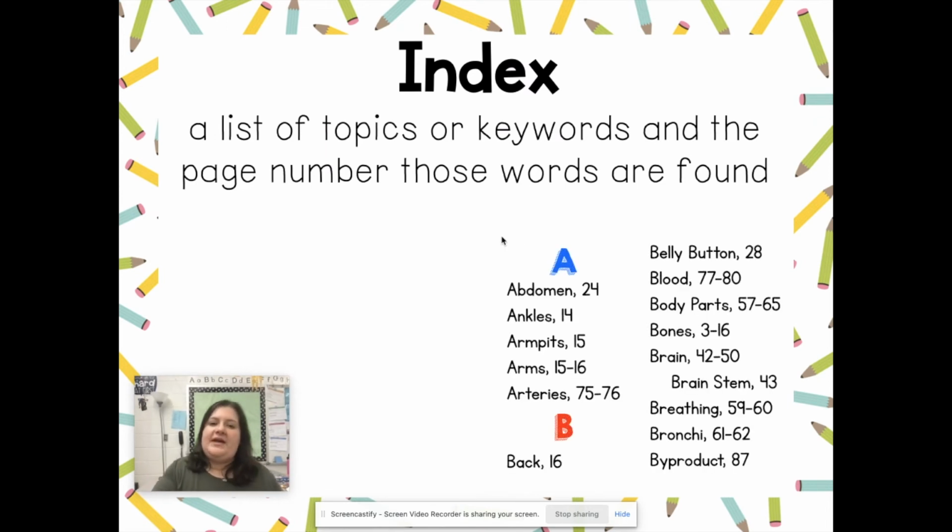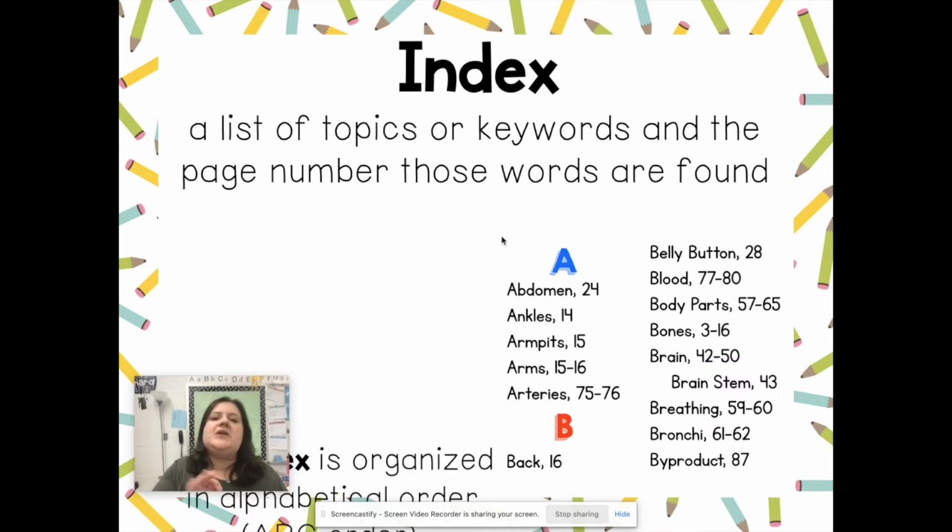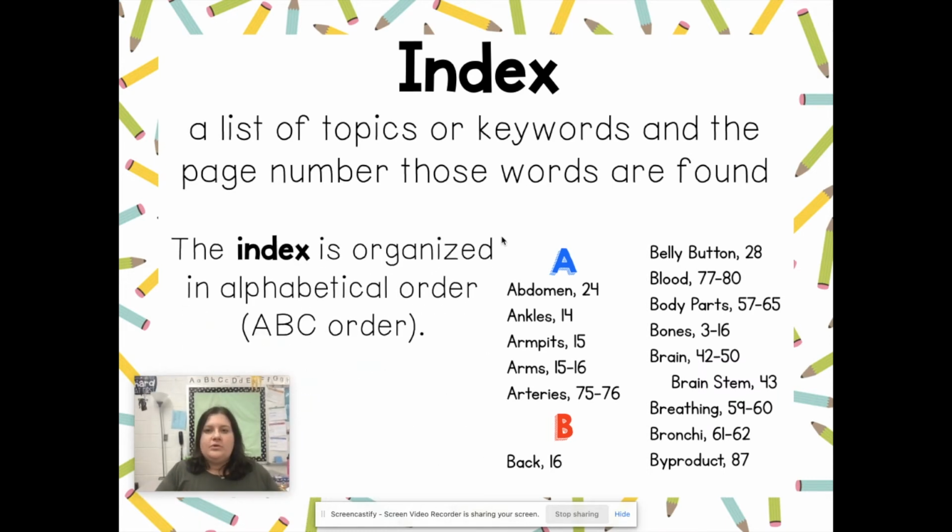This is an example right here. As you can see, the index, like the glossary, is also organized in alphabetical order or ABC order. Here we have A, which is abdomen, ankles, armpits, arms, 15, arteries, 75 to 76. B, back, belly button, blood, body parts, bones, brain, breathing, bronchi, and byproduct.